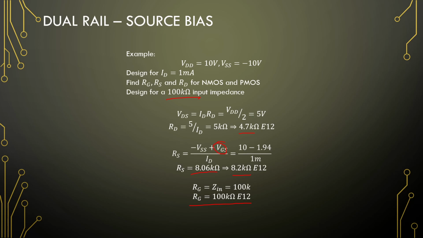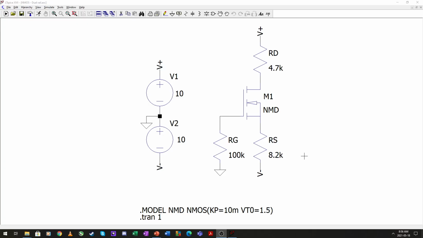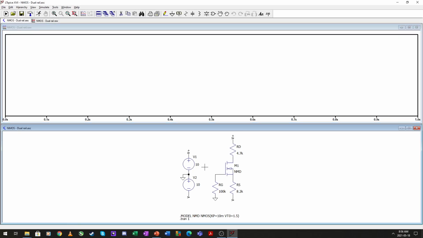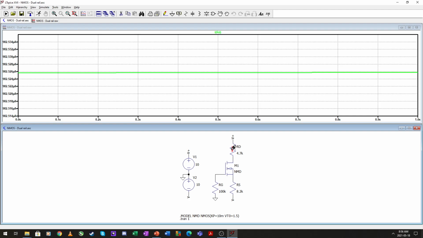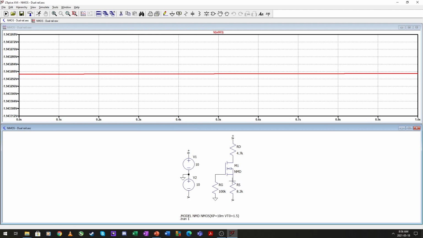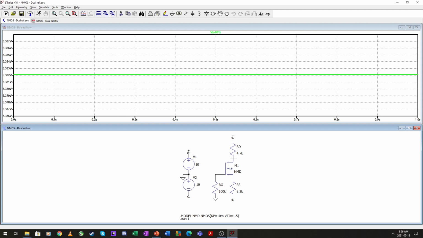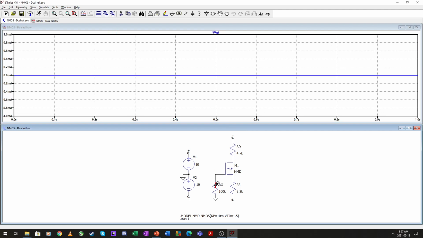So let's have a look at our simulations. Right, so first up, our NMOS. That is very close to 1 milliampere. We look at the voltage right here, minus 1.94. That's what I said it would be. And if we go right here, that is very close to half VDD right there. And again, no current flowing here, no voltage. This is essentially a zero point. And that is the design for the NMOS.